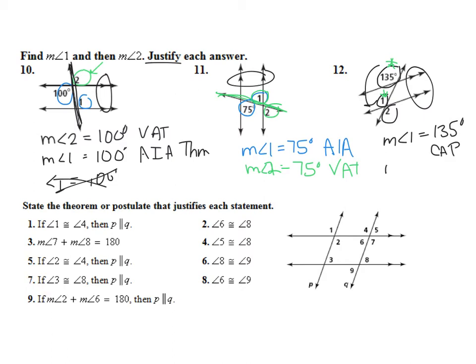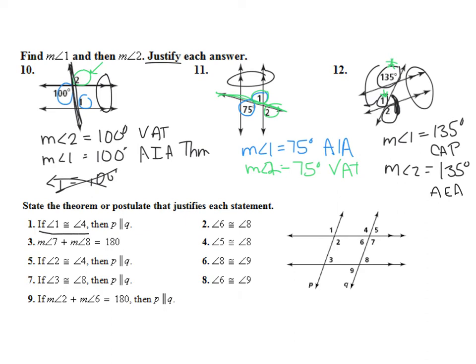And I know that the measure of angle 2 equals 135 because it's vertical with these two, or by alternate exterior angles. This is alternate exterior with this. So I could write the alternate exterior angle theorem, or I could write that it's vertical with angle 1. And then down here, state the theorem or postulate that justifies each statement.